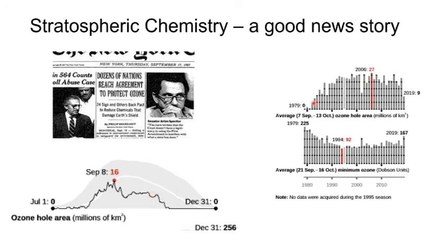The area of the ozone hole grew during the 70s and 80s, plateaued around 2000 or so, and is now starting to decline. And the minimum amount of ozone is also starting to recover. So this is a good news story. It shows that where chemists can understand phenomena and come up with solutions, then we can tackle complex environmental issues such as the ozone hole. And that's good news moving forward to tackling things like climate change.